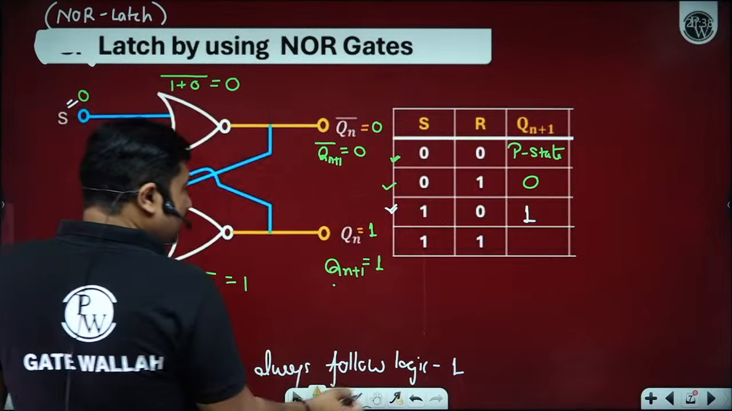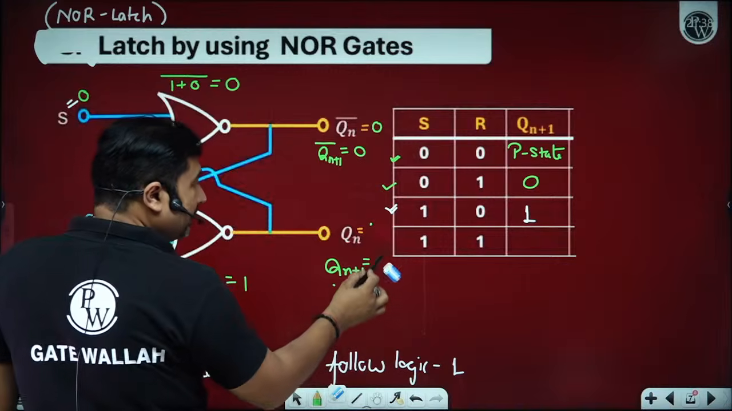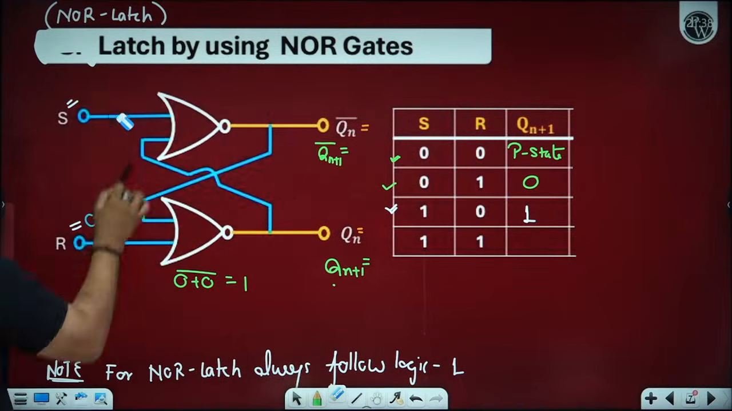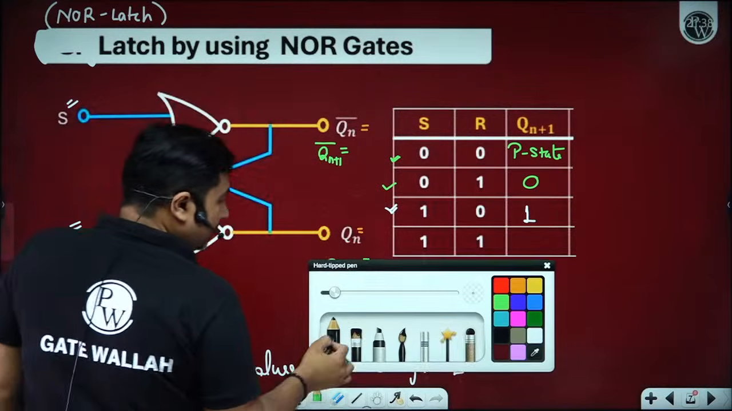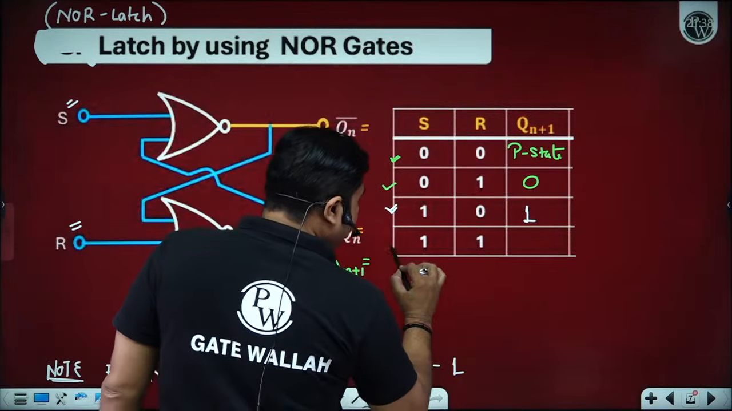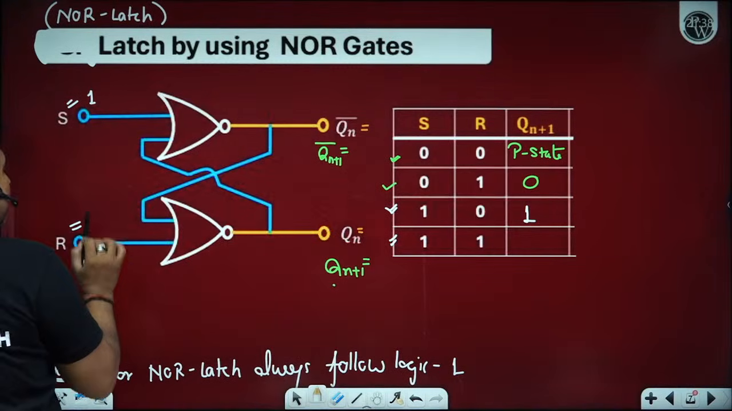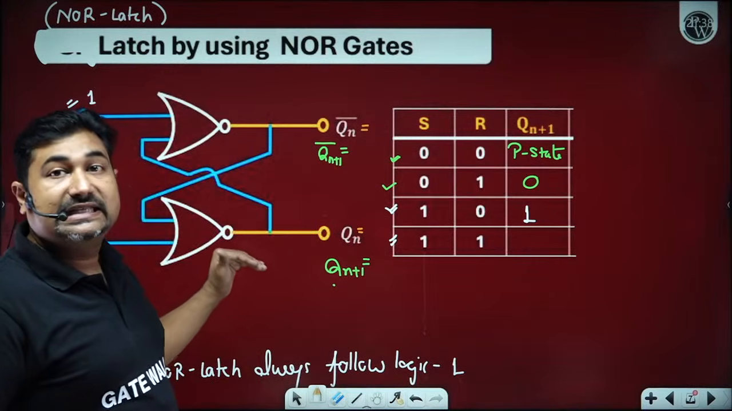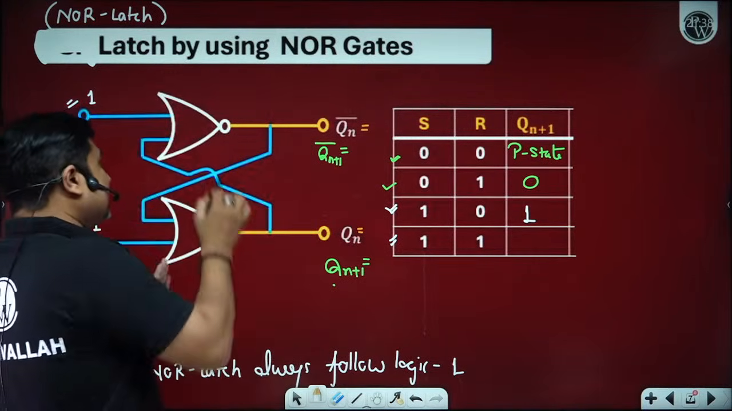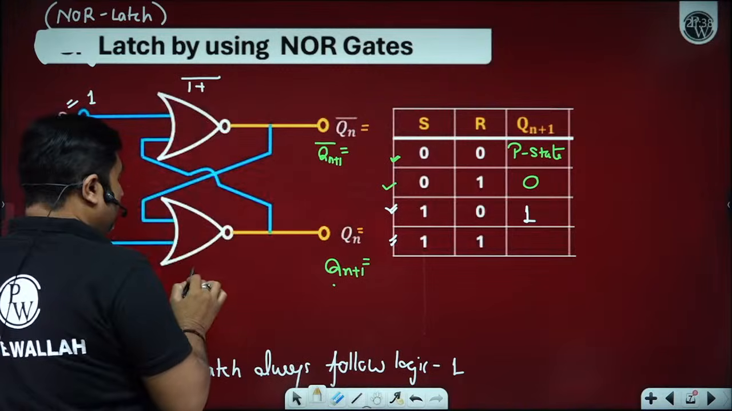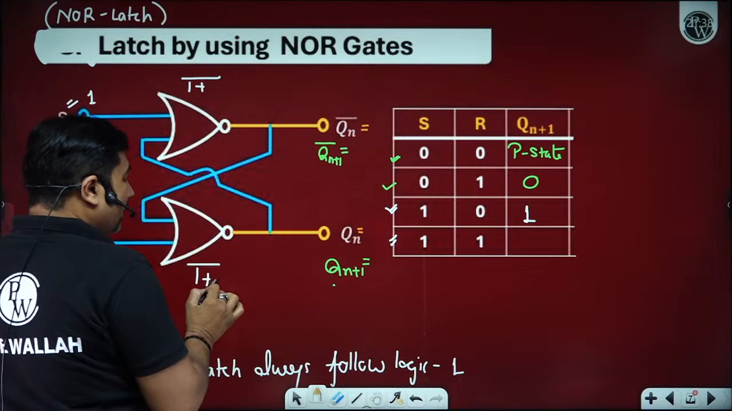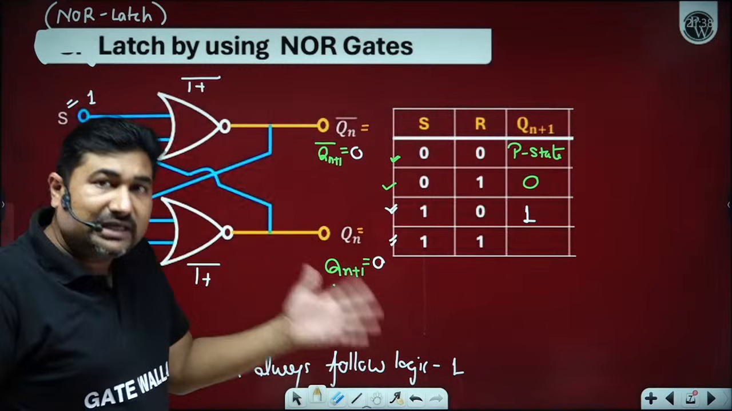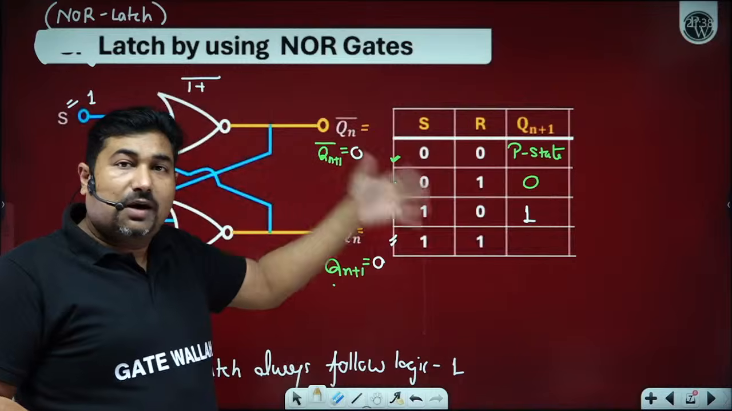Now come to the last one. That is 1, 1. What happens if both the inputs are 1, 1? If both the inputs are 1, 1, then irrespective of the previous state, both the logic gates get disabled. If their delay is the same, then 1 plus anything is 1, its complement is 0. So we are getting Qn plus 1 as 0, as well as Qn plus 1 complement also 0.